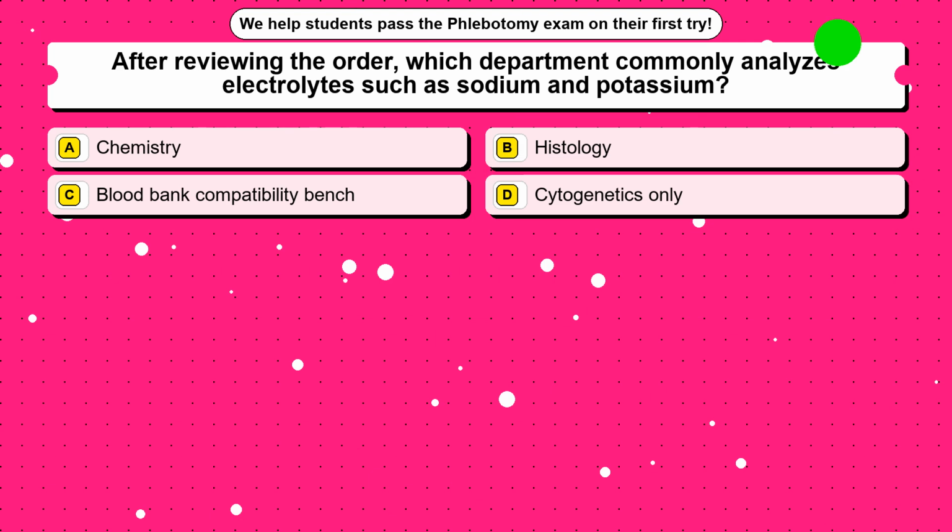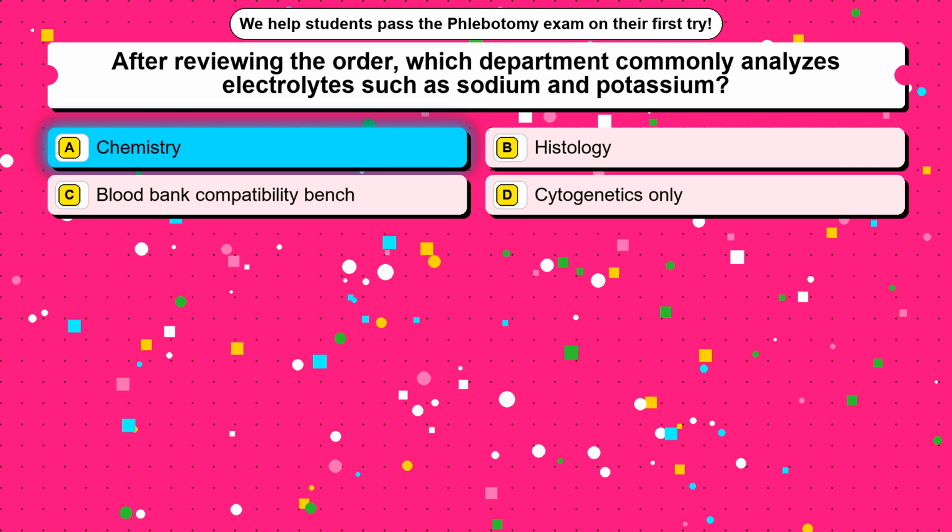Question 97. After reviewing the order, which department commonly analyzes electrolytes such as sodium and potassium? Option A, chemistry. Option B, histology. Option C, blood bank compatibility bench. Option D, cytogenetics only. The correct answer is option A, chemistry.